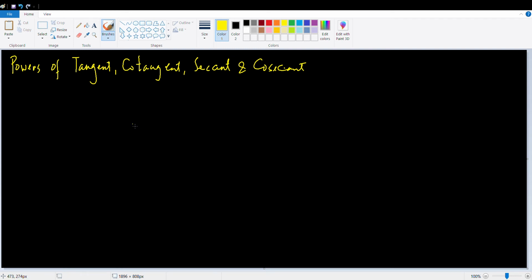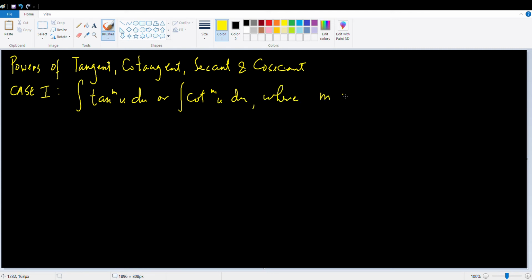So, powers of tangent, cotangent, secant, and cosecant. We start with case 1, wherein you have integrals of the form tangent to the m u du or cotangent to the m u du, where m is a positive odd integer. Say tangent cube, cotangent cube, tangent raised to 5, and so on and so forth.